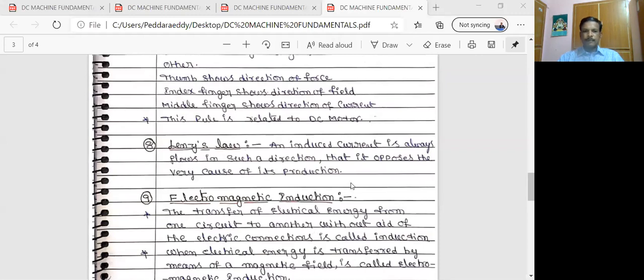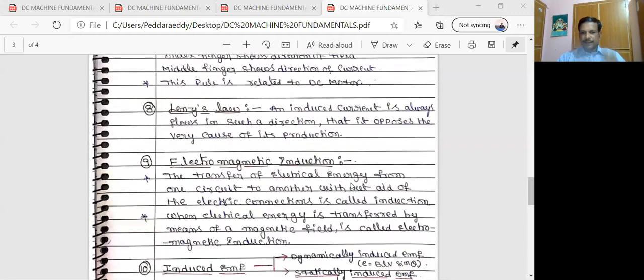Next one, electromagnetic induction. The transfer of electrical energy from one circuit to another without the aid of electric connections is called induction.